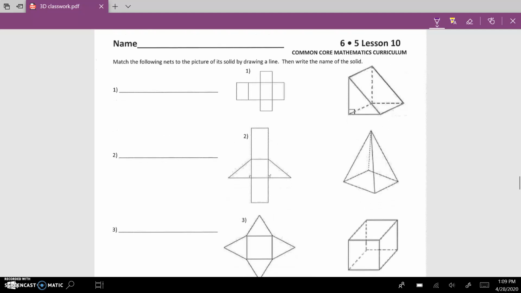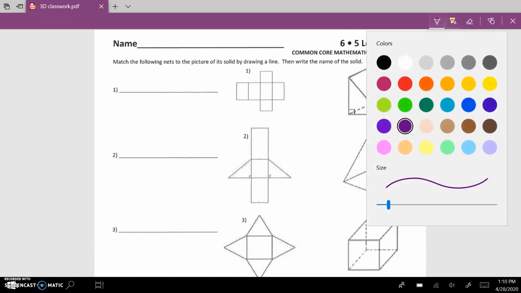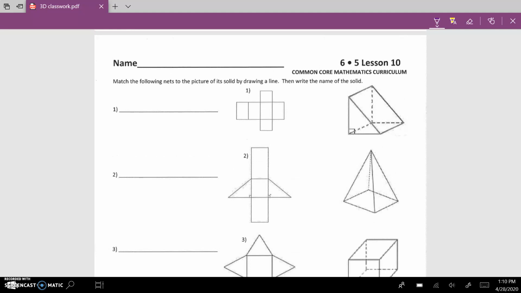Okay, so the first section says match the following nets to the picture of its solid by drawing a line, then write the name of the solid. Okay, so if we look at, I think number 2 is probably the trickiest one. So remember, you have to do two steps here. The first step is to find the base, and then the second step is to ask what surrounds the base.